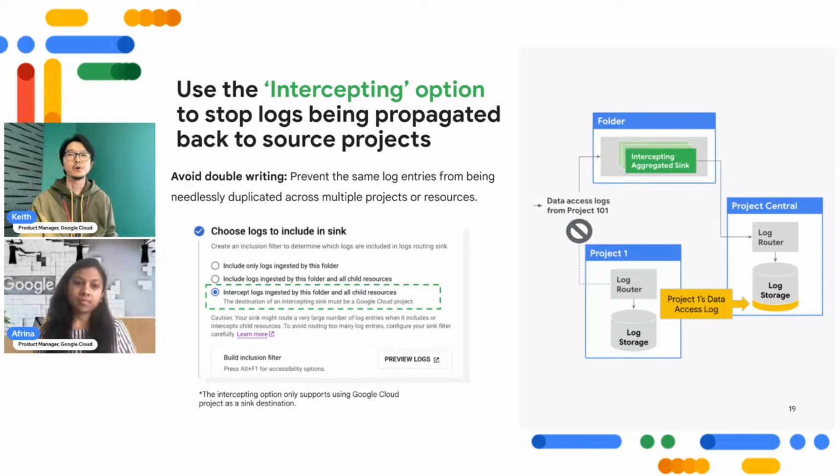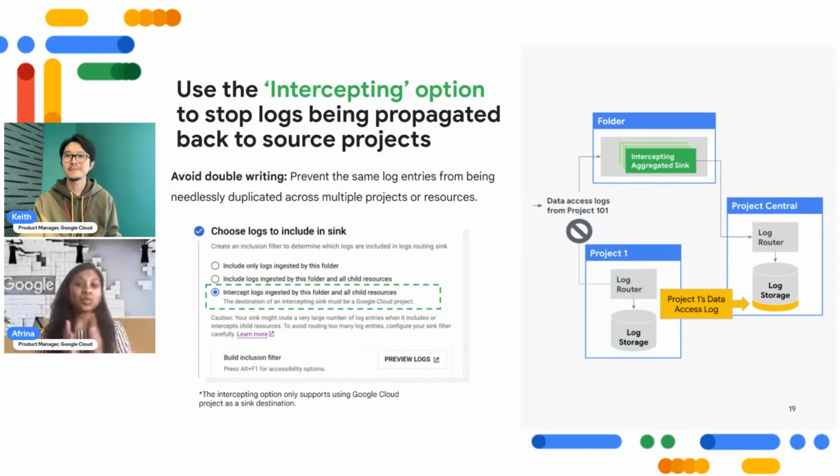This feature is being rolled out by the end of March. So when you are setting up or changing an aggregated sink in a few weeks, you will see this third intercepting option shown here on the screenshot. That is your new option to avoid double writing. So Frina, I know that's a long answer, but hopefully it sheds some light on how Log Router can help you manage routing at scale.